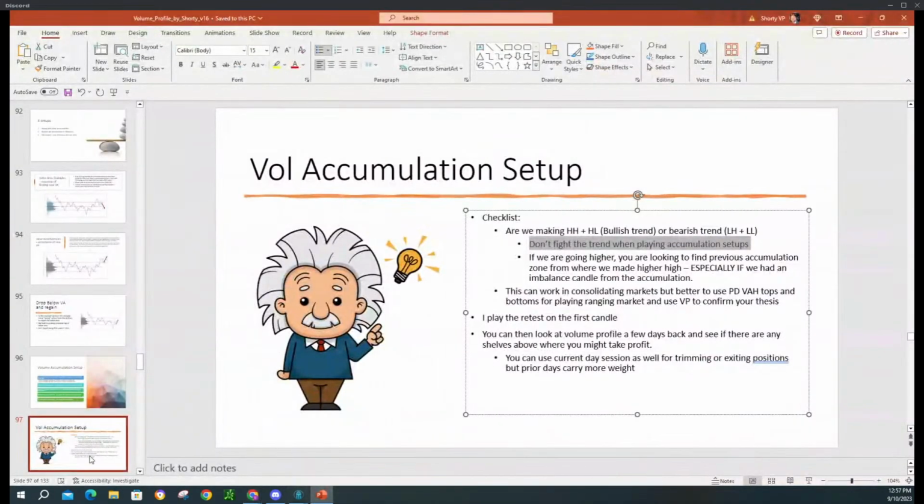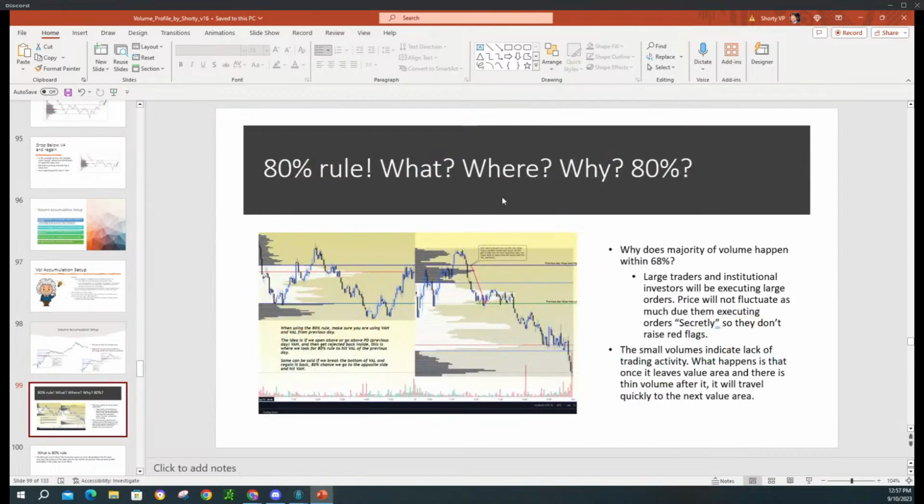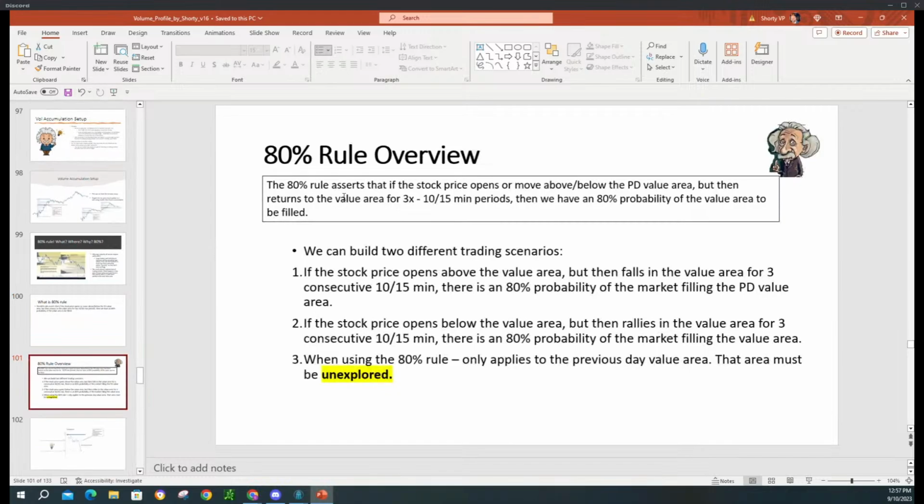That has a checklist for you guys, and then here's some examples of it, depending on whether you're scalping, using 5-10 minutes, or longer periods, 4 hours or more for swings. The 80% rule is super important if you're new, so make sure you understand it. I'll go over it quickly, but basically the opposite sides of the value area act like an attractor. If you open above or below the PD value area and reclaim it, then you get 3 15-minute candles or 10-minute candles, depending on your risk, to close inside. Then you're going to attract the opposite side of the value area.